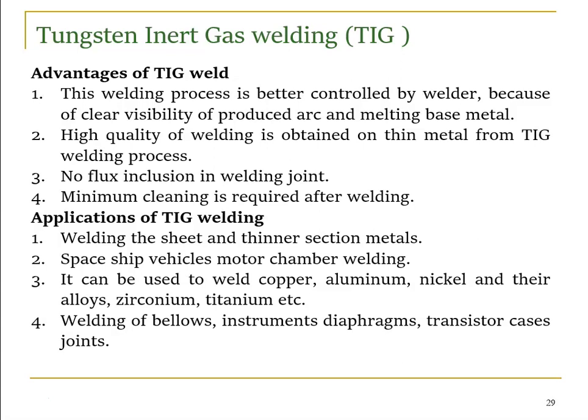The advantages are it is better controlled by the welder, because there is clear visibility of the produced arc and the melting base metal. So it is visible. It can be viewed by the worker, so we can easily control it. The second one is high quality welding is obtained on thin metal from the TIG welding process, and the third one is no flux inclusion in the welding joint. So we never use flux, and minimum cleaning is required after welding. Instead of flux, we use inert gases. Right, so applications are welding of sheet and thinner section metals, spaceship vehicles, motor chamber welding. It can be used to weld copper, aluminium, nickel and their alloys, zirconium, titanium, etc.